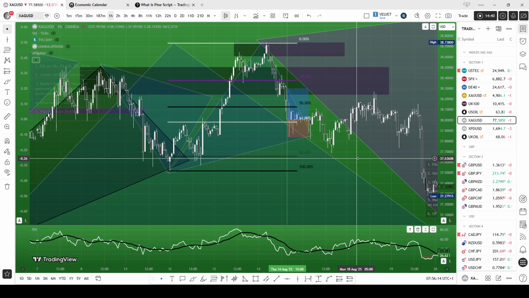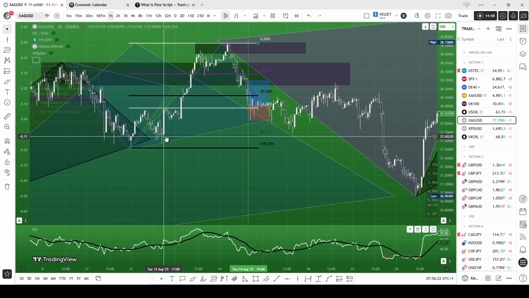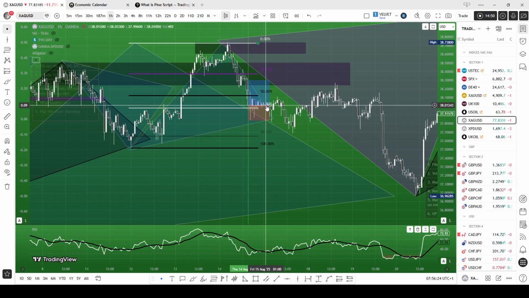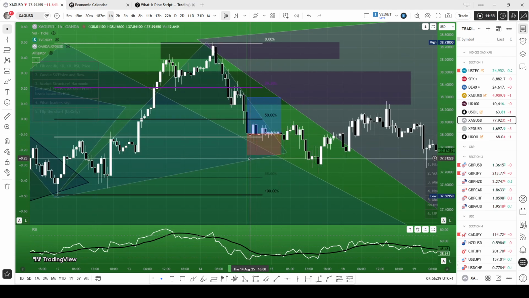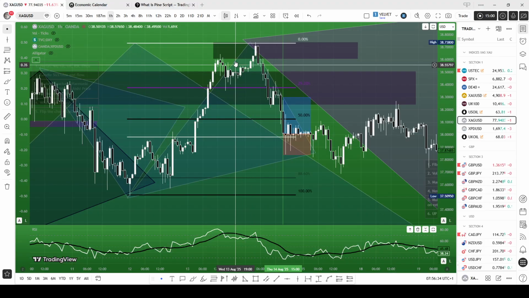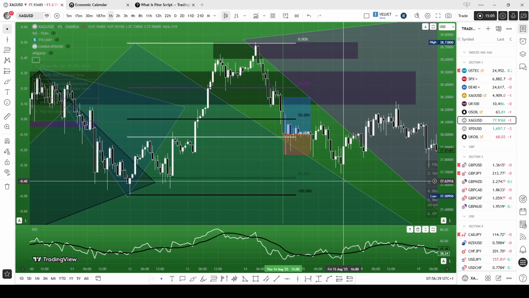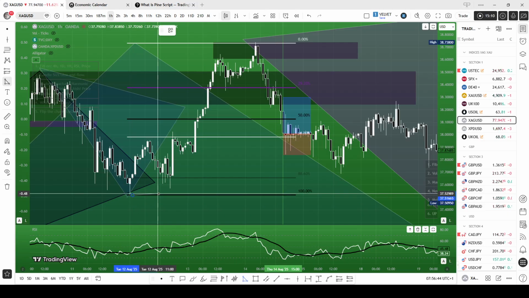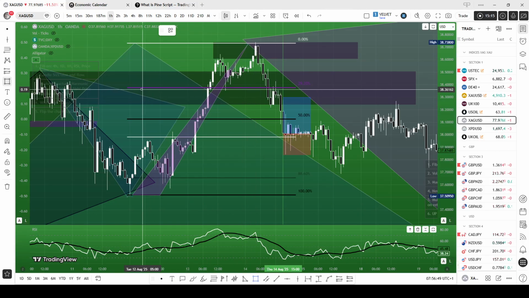Okay, let's focus. This Fibonacci retracement failed to actually work because there wasn't an engulfing candle. So I entered on this Fibonacci retracement without an engulfing candle.